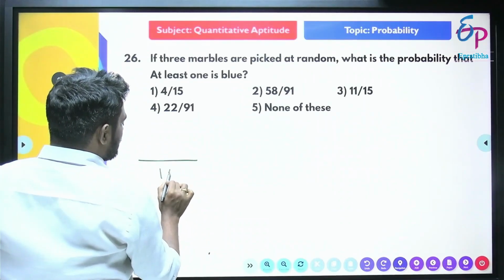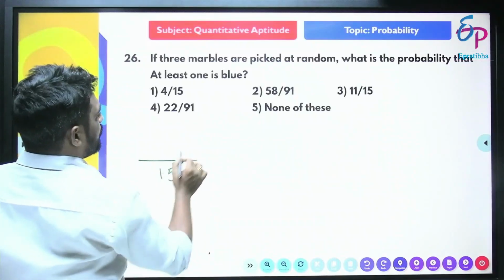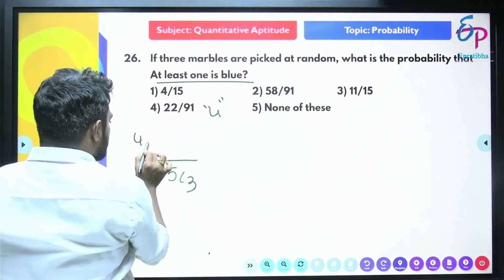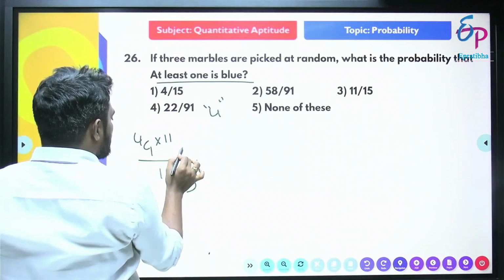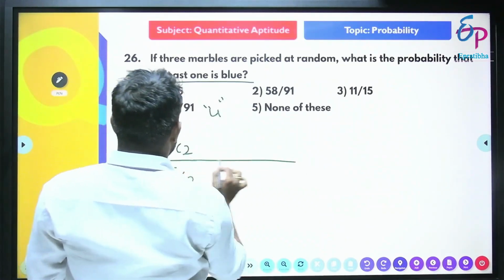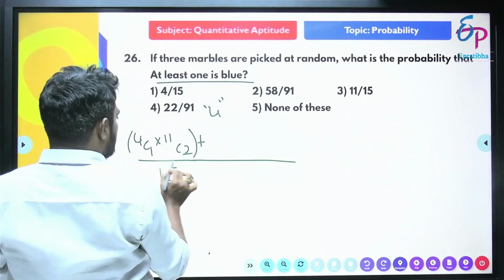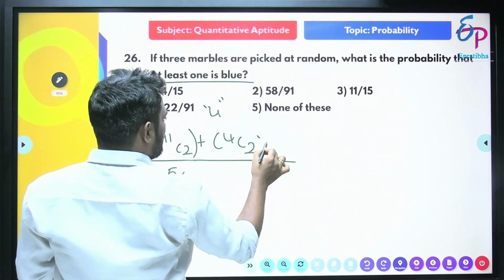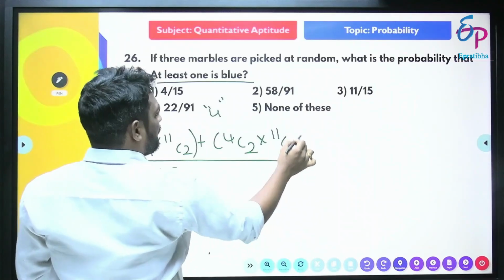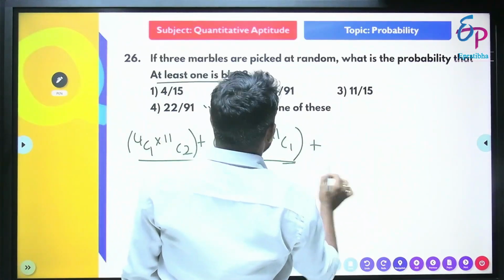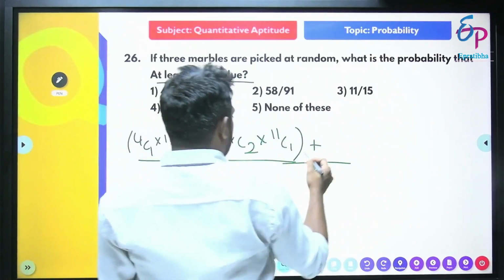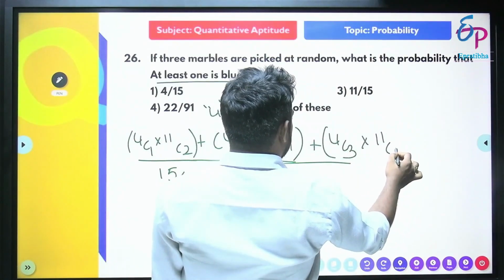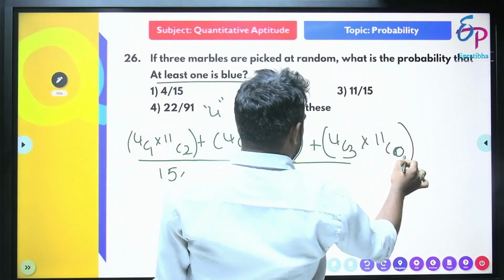From 15 marbles, we have to pick 3 marbles, right? Blue are 4 marbles, right? At least one is blue, means one is blue. Remaining 11 marbles, 2 we have to pick, right? 3 marbles we have to pick. From 4 marbles, 2 is blue. Remaining 11 marbles, we have to pick 1 marble. From 4 marbles, 3 we have to pick, maximum 3, right? Blue marbles. Remaining 11 marbles, we have to pick 0.